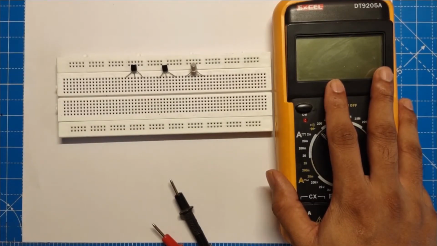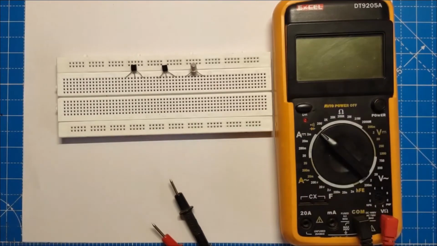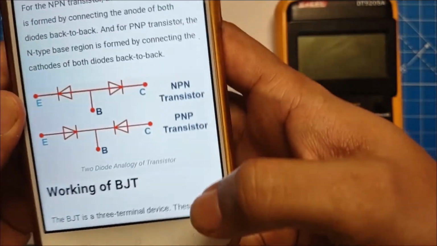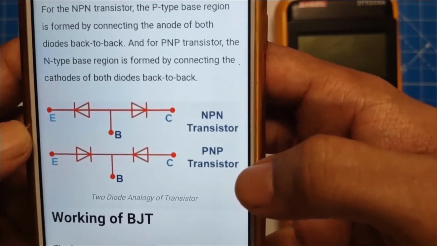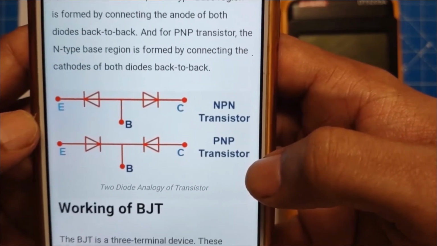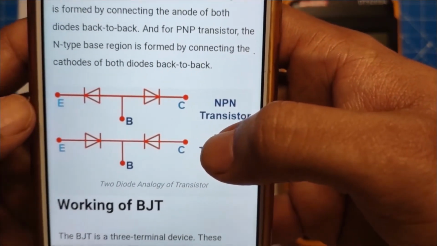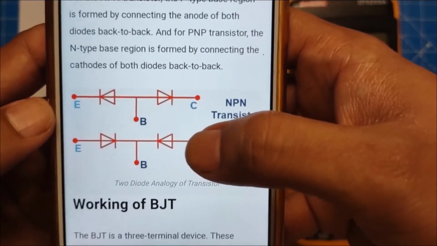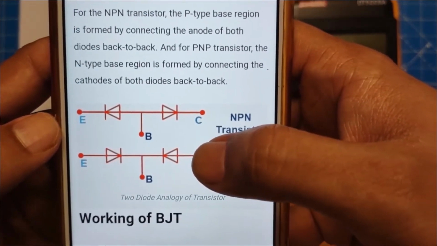Before moving ahead with identifying whether the transistor is NPN or PNP, let me give you a quick view of the two diode analogy. Here you can see the two diode analogy for an NPN transistor and a PNP transistor. In this case, the diodes will be connected in opposite fashion.